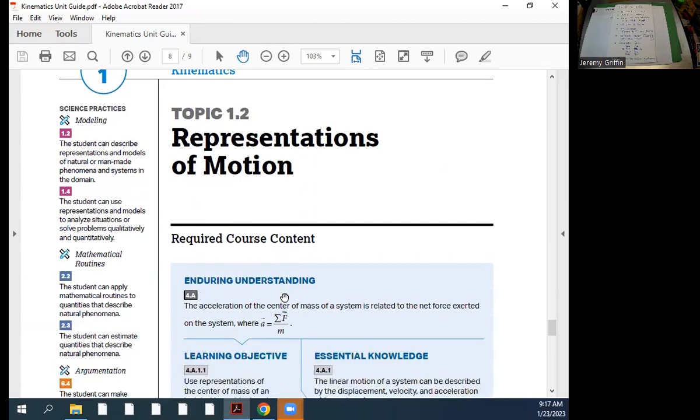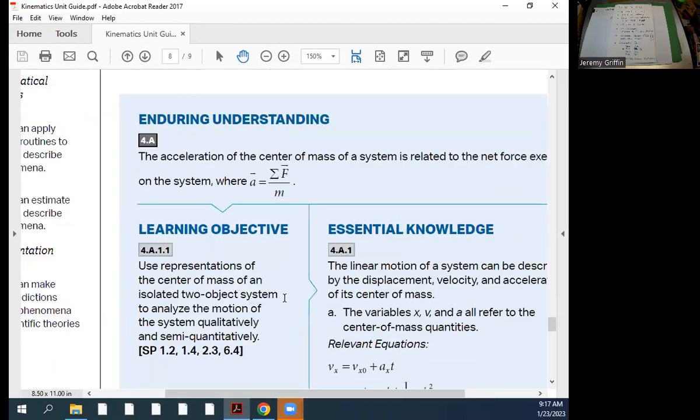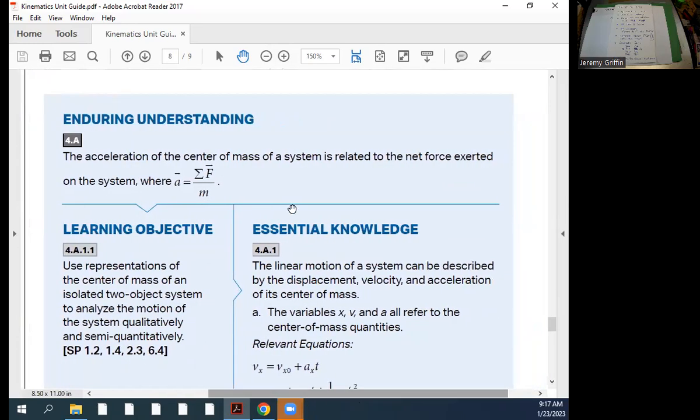Okay. All right, so we are at topic 1.2, representations of motion. And I don't know why they put this here. It seems more like a unit 2 thing, but okay. What causes accelerations? Well, it's a net force acting on a mass. Here's one way to say net force: it's the sum of the forces. Notice they have little arrows over the quantities, so that means it's a vector. So if you have opposite directions, you have to subtract forces.